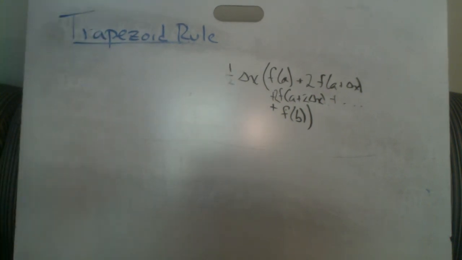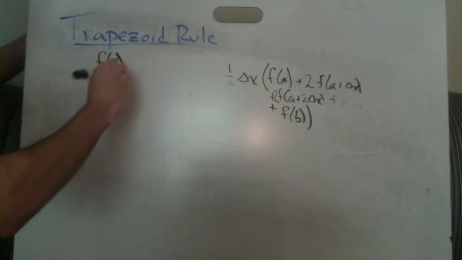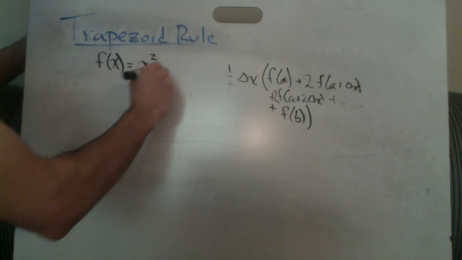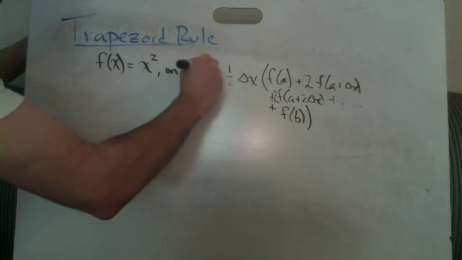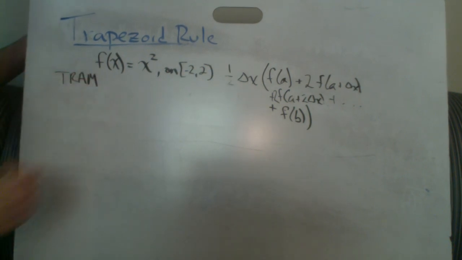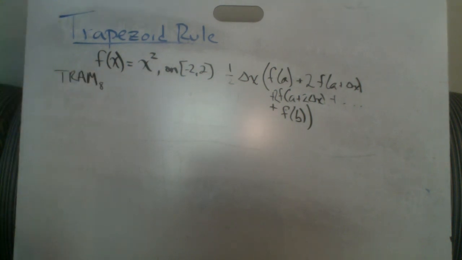Let's say I have a function here, and my function's going to be regular old x squared, and it's going to be on the interval -2 to 2, and I want T8, let's say 8 trapezoids. Okay, and I'm not going to actually do out this calculation. I'm just going to set it up, and we can take it from there.